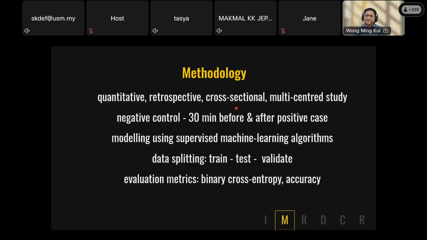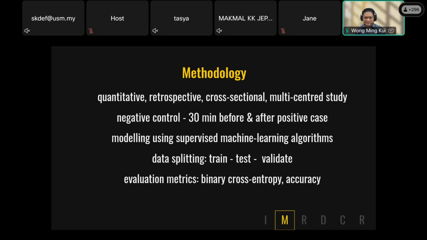This research is quantitative in nature and retrospective. Quantitative in a sense that once we subject images to machine learning, they are actually looking at the value of each pixel in the image. So each pixel has a value. This is why this type of research is considered quantitative.